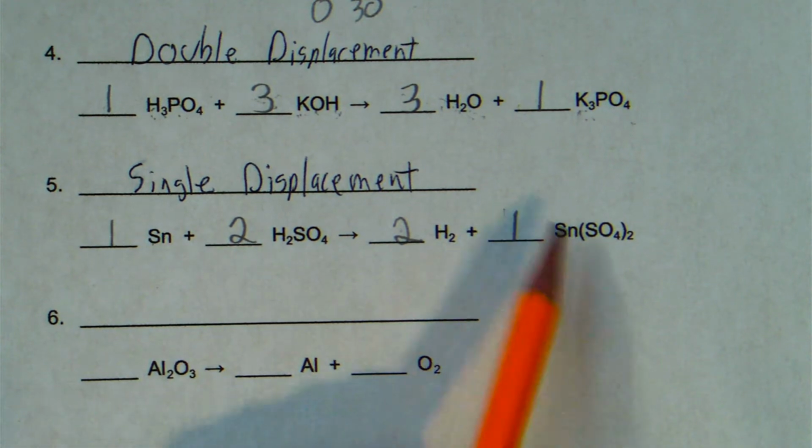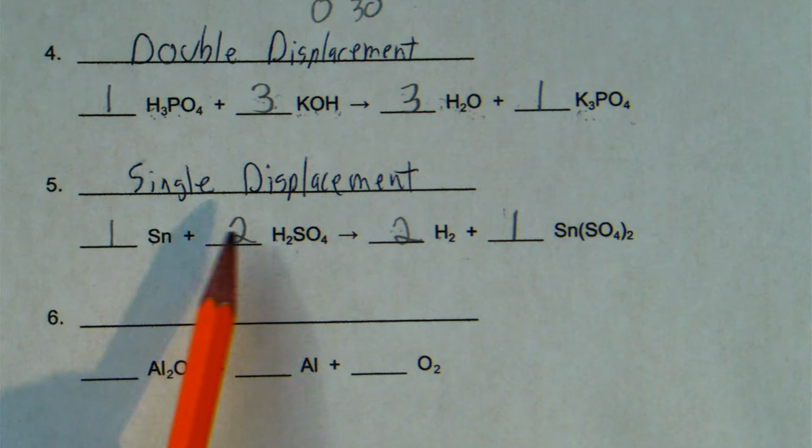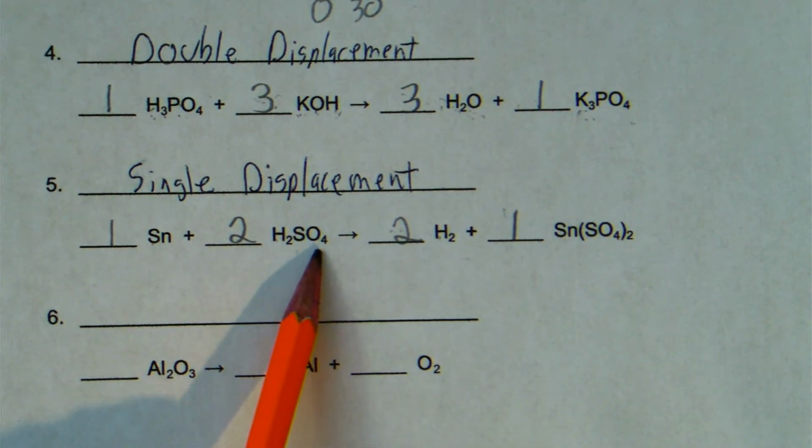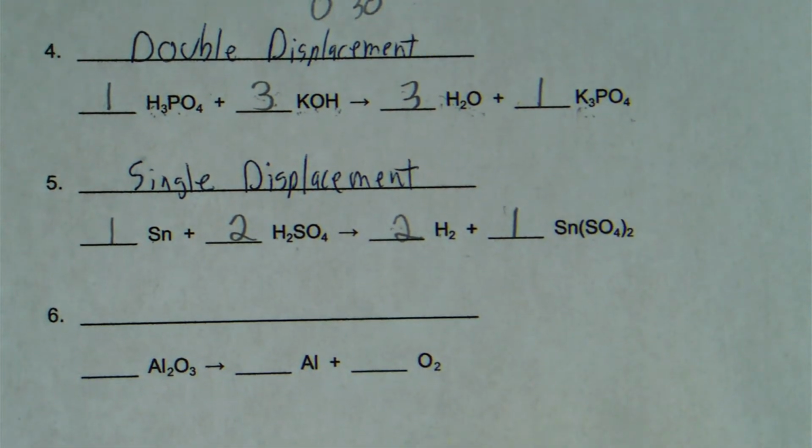1 tin on the left, 1 tin on the right. 4 hydrogens on the left, 4 hydrogens on the right. 2 sulfate polyatomic anions on the left, 2 sulfate polyatomic anions on the right. It's balanced. Number 6.